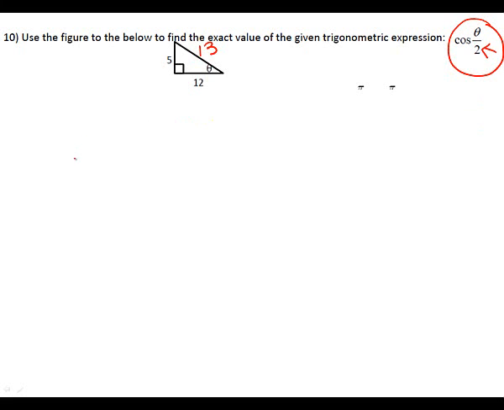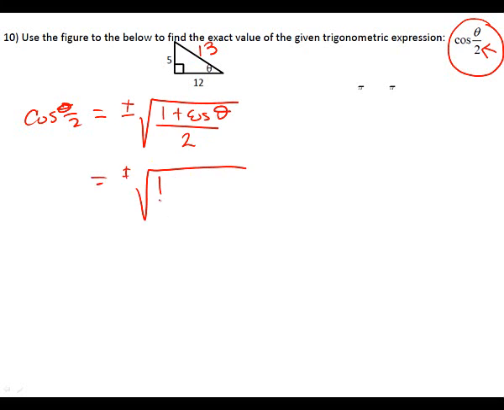Alright, so we're looking for cosine of theta over 2. So on your half angle, what does the half angle start with? Plus or minus square root. Just give me the formula for now. Cosine of theta over 2. Okay, so now let's apply that to the information we have. I need the cosine of that triangle. What's the cosine of that triangle?